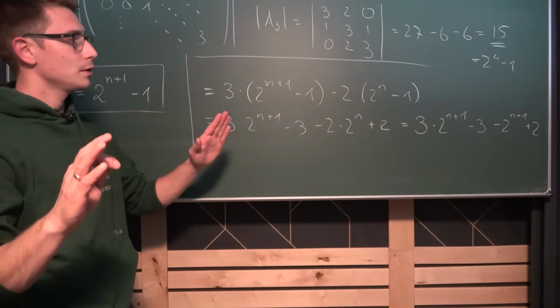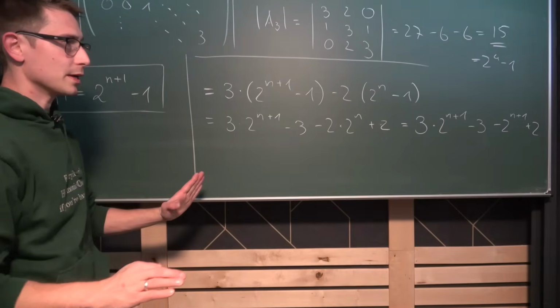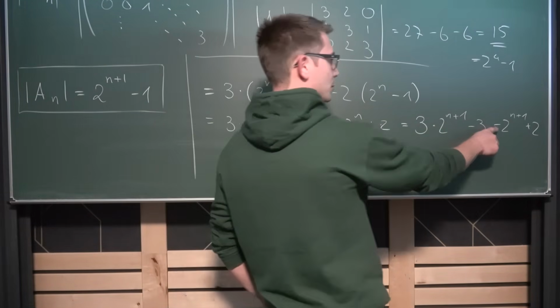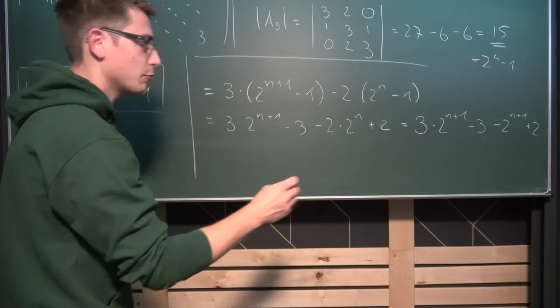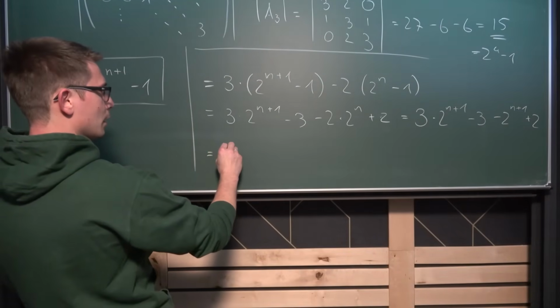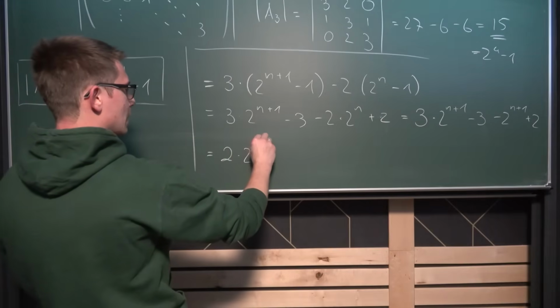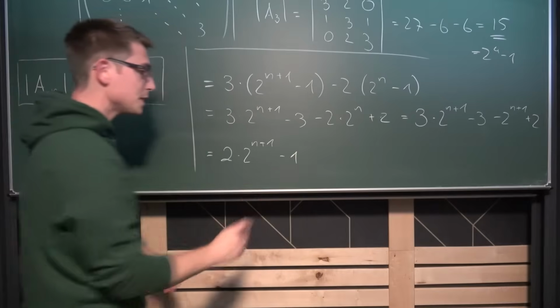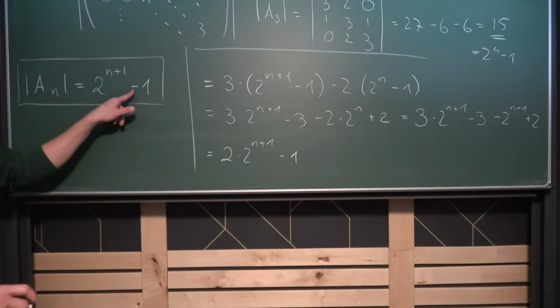And now it's time we simplify everything a bit more. So we have 3 times 2 to the n plus 1, and we subtract 1 times 2 to the n plus 1 from it. So what we are going to get overall is 2 times 2 to the n plus 1, and then we have negative 3 plus 2, which is minus 1, which is very good because we need a negative 1.